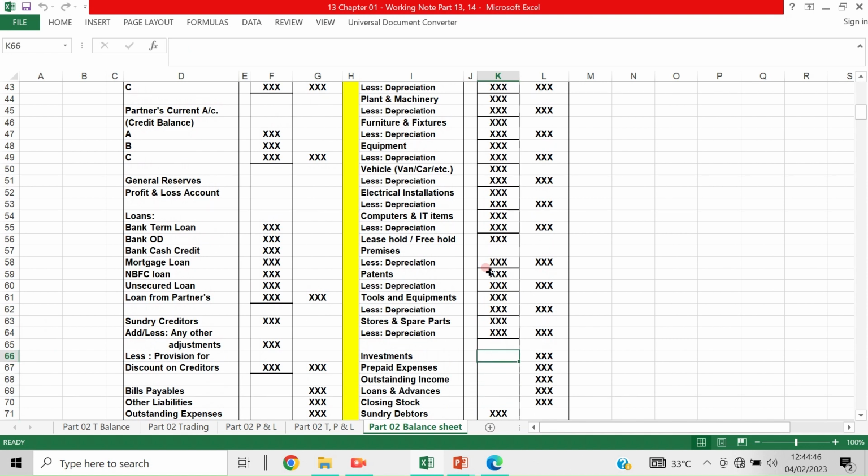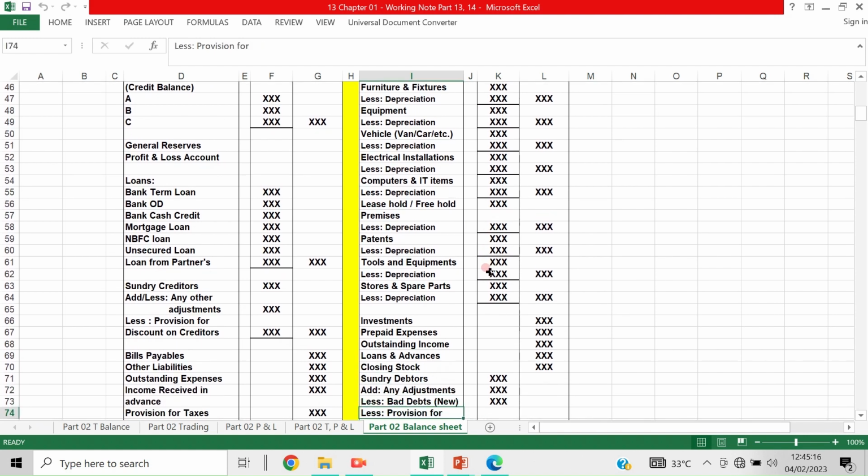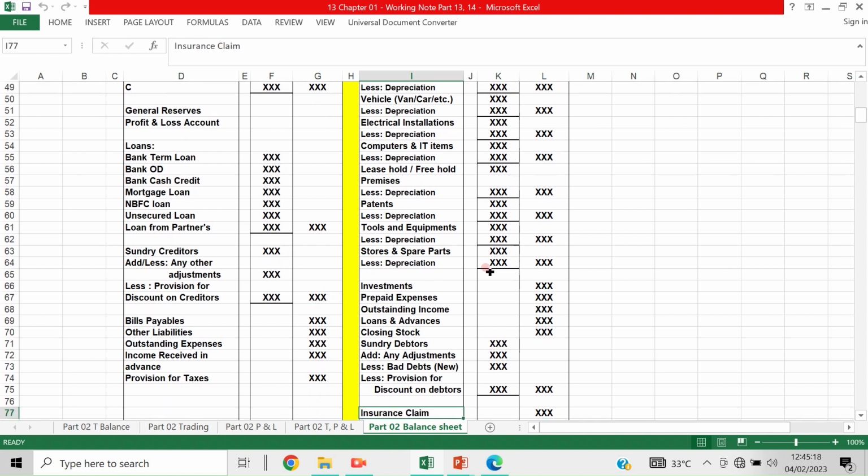Then comes the investment part. The business has invested into other activities, other companies, or other bonds, government bonds, or invested into other private companies for gaining a high rate of interest, high rate of returns. Then prepaid expenses, outstanding income. Here it is outstanding expenses, whereas this is outstanding income. Loans and advances, closing stock, sundry debtors less bad debts or less provision for discount on debtors, etc., and the balance will be taken on the outer column.